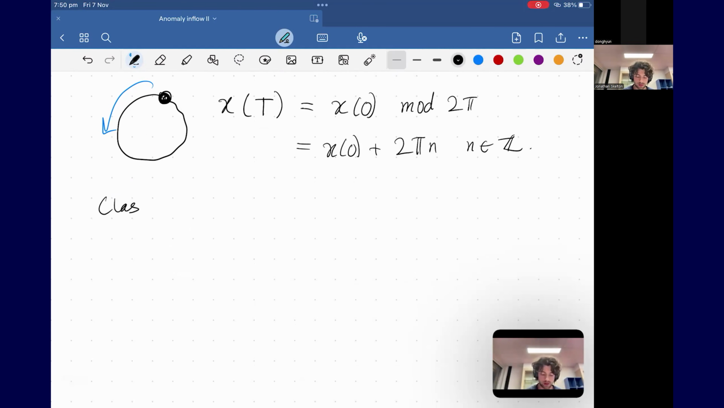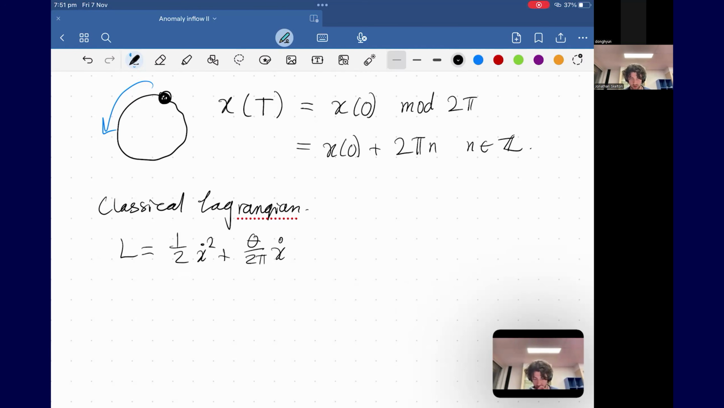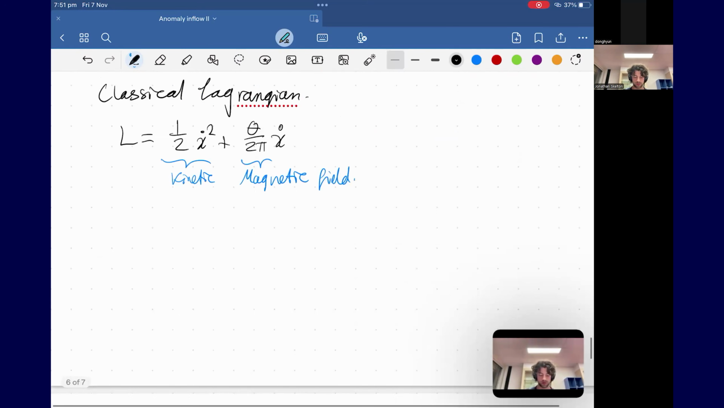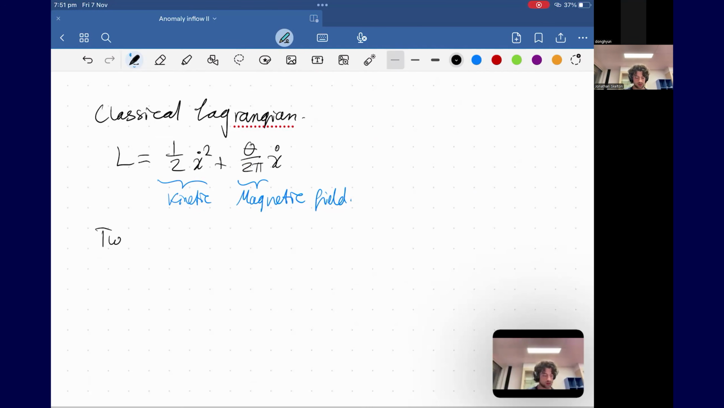So we have our classical Lagrangian. L is going to be half x dot squared plus theta on 2 pi x dot. The first term is the general kinetic term, and this second theta term is going to be, say, from a magnetic field. And as we mentioned before, there are two symmetries.